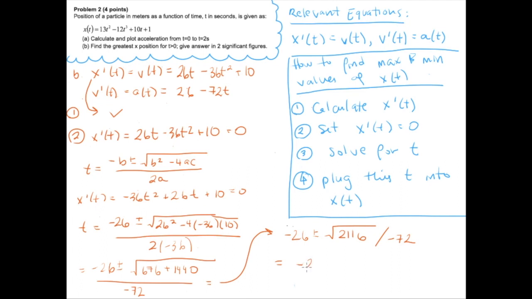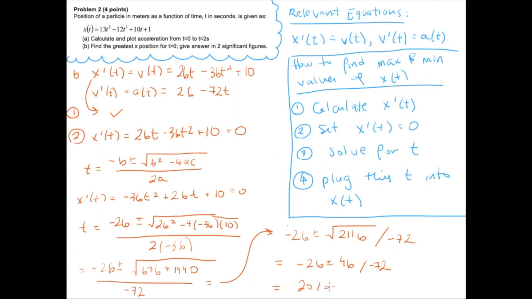And then this is equal to minus 26 plus or minus the square root of 2,116, which, lucky for us, is a square root that we can do pretty easily. That's just 46. And then right now I'm writing down the plus version, and then I'm going to write down the minus version in a sec.